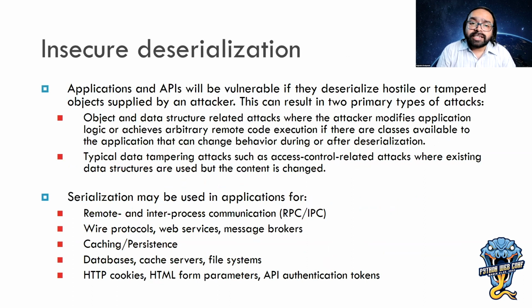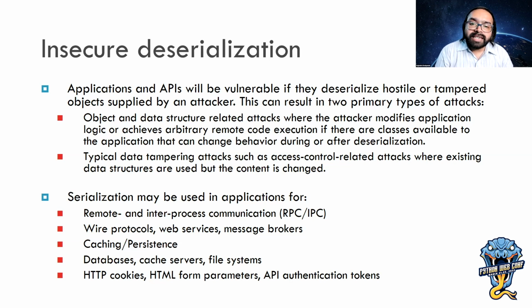The next is insecure deserialization. Applications and APIs will be vulnerable if they deserialize hostile or tampered objects supplied by an attacker. So this can result in two primary types of attacks. One is object and data structure related attacks, where the attacker modifies the application logic and achieves arbitrary remote code execution, if there are classes available to the application that can change the behavior during or after deserialization.